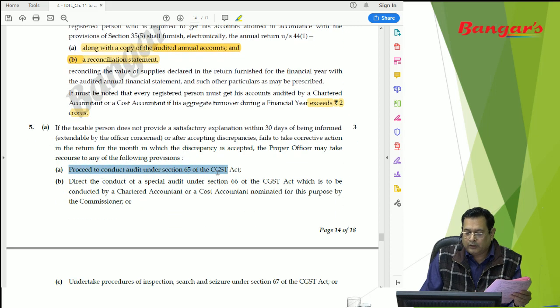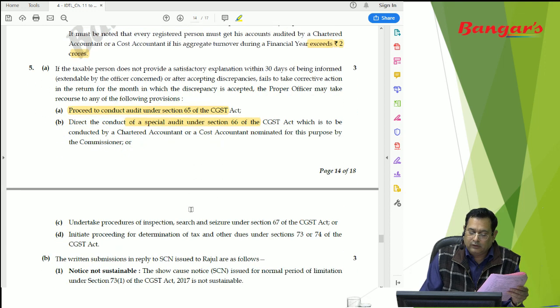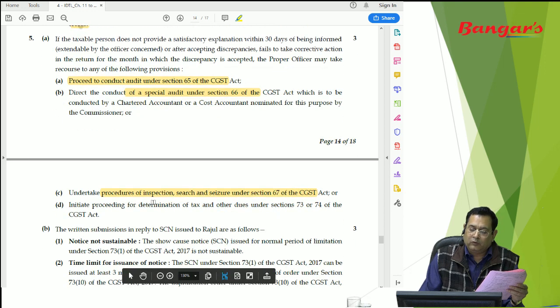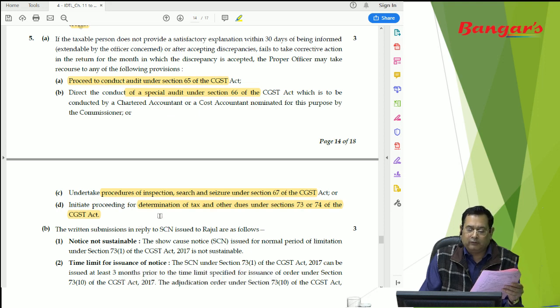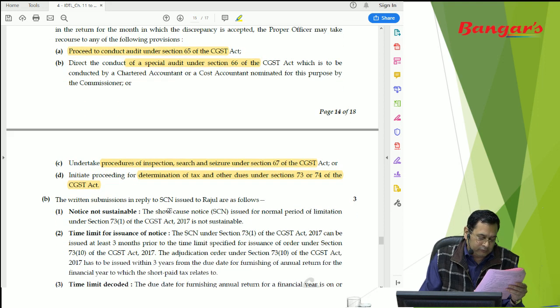He can proceed to conduct audit under 65. He can direct a special audit under 66. He can go for inspection, search and seizure under 67, or he can go for issuance of the show cause notice under section 73 and 74 for raising tax demands.